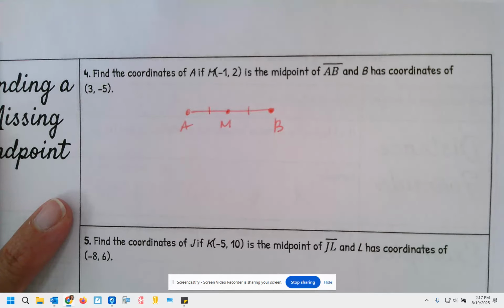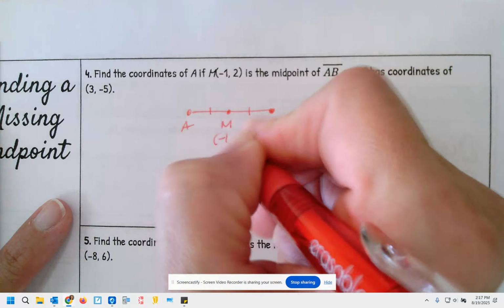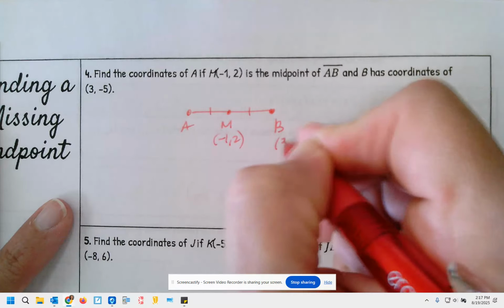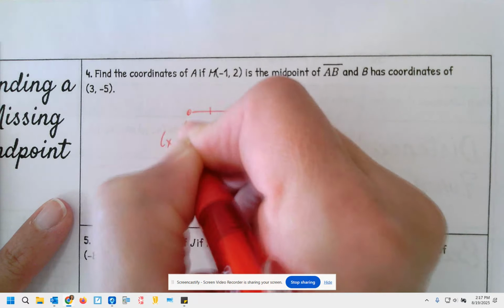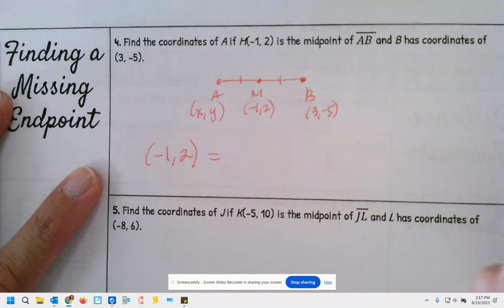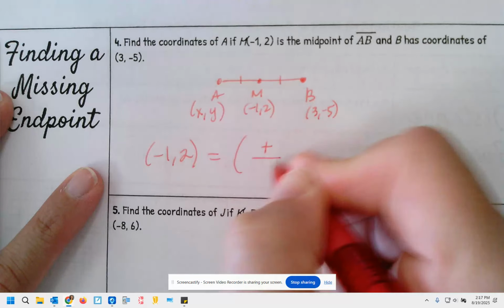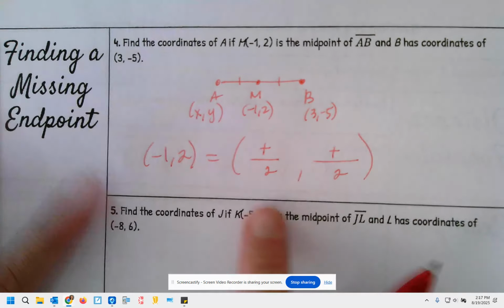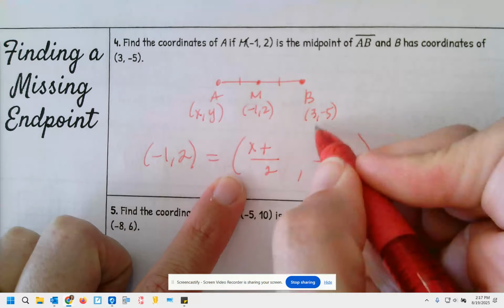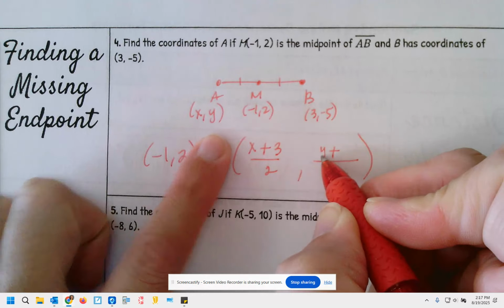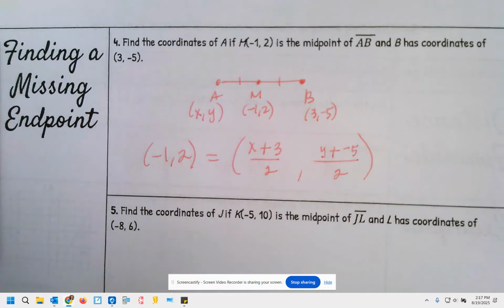So I know that M is the midpoint of segment AB, and it's at -1, 2. B has coordinates 3, -5, and I want to find the coordinates of A, which I'm going to call X and Y. So I know the midpoint, -1, 2, came from that formula where I added the x's divided by 2, added the y's divided by 2. So I'm looking for this x. I know the other x is 3. I'm looking for this y. I know the other y is -5.